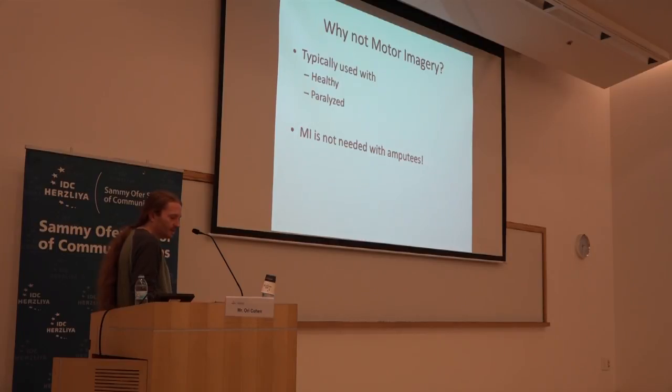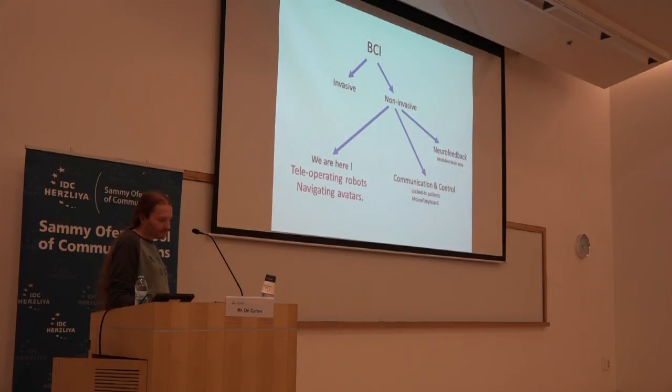But actually, this is not needed with amputees because they weren't born paralyzed. You don't need to teach them how to move their hands. They know how to move their fingers. They just don't have the hand to do it at the moment. And this is one of the interesting things about amputees. We wanted to see if there's actually brain activation in the motor areas, which kind of brain activation, and can they use it to control some kind of a device.